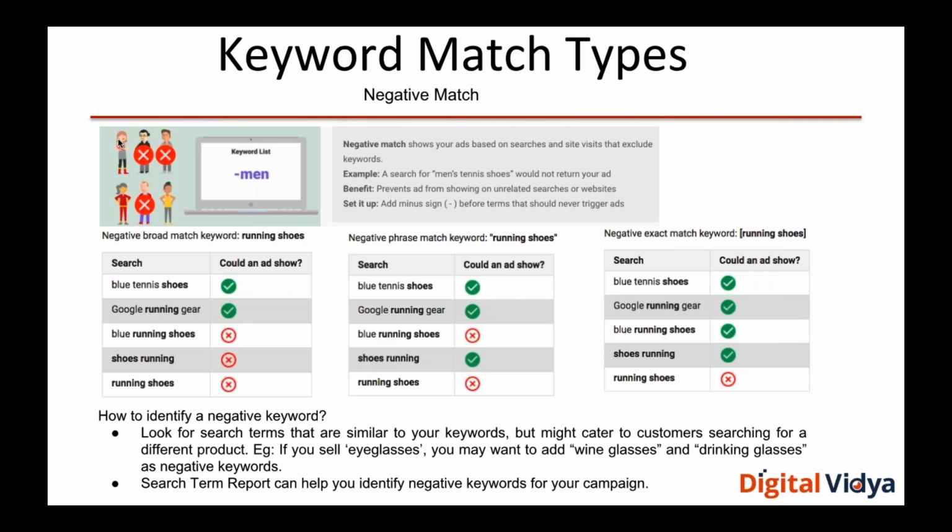Same way, I can put a minus sign before a phrase match keyword like running shoe. What will happen? Anytime a search query has running shoe written in that order, it will not trigger my ad. So blue running shoes, it will not. Just running shoes, it will not. Somebody writes shoes running, it can. Or blue tennis shoe, it can. Google running gear, it can. Only in instances where running shoe occurs in that order, it will not trigger my ad. So just the exact opposite of how the other match type is behaving.